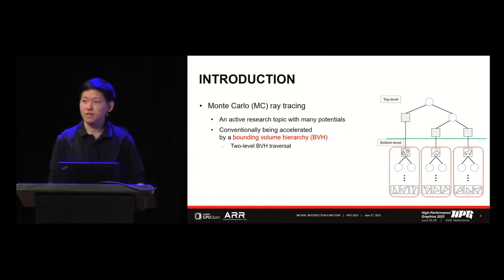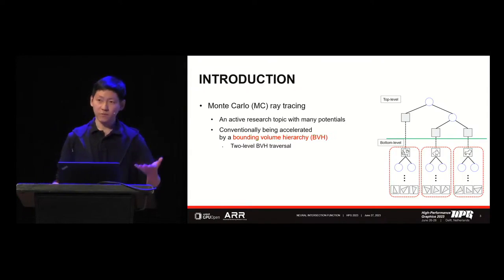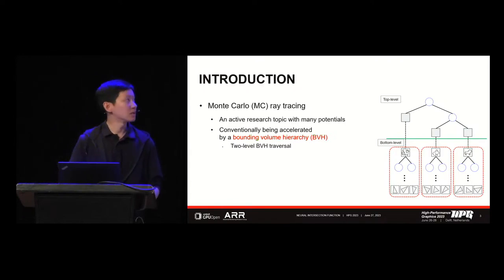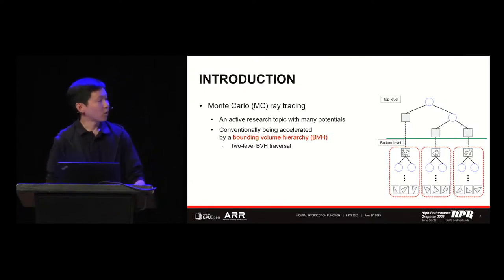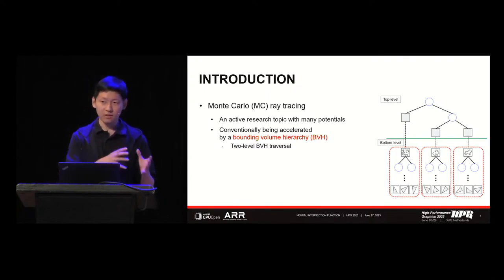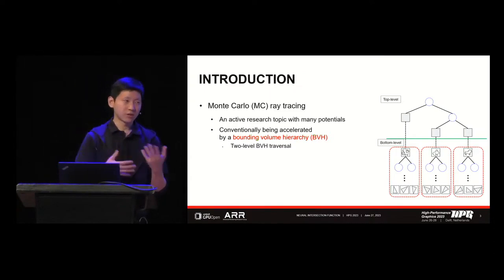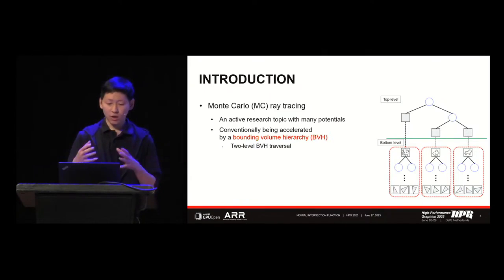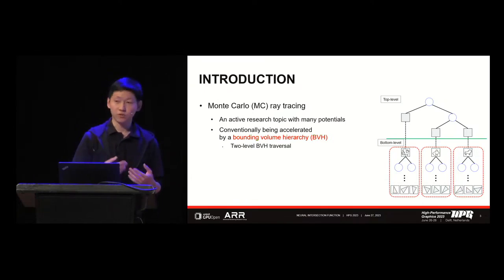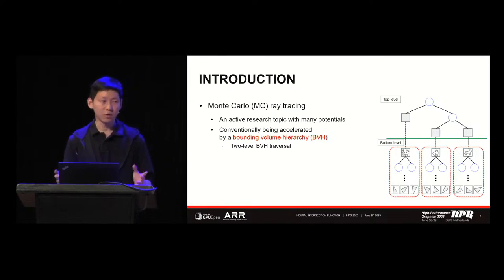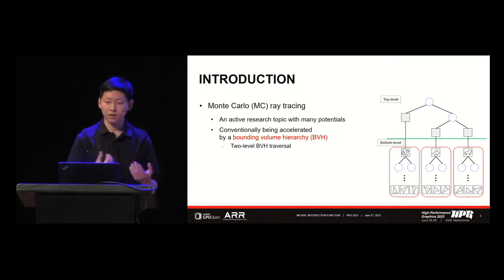Monte Carlo ray tracing is very active research, and it has many known potentials. Usually, in order to find ray intersections, a two-level BVH is employed. What is the two-level BVH? Conceptually, we put objects in the scene into boxes, and we arrange them hierarchically. Each object is also composed of geometry primitives, such as triangles, and we also put those triangles into smaller boxes and arrange them in a hierarchical way.